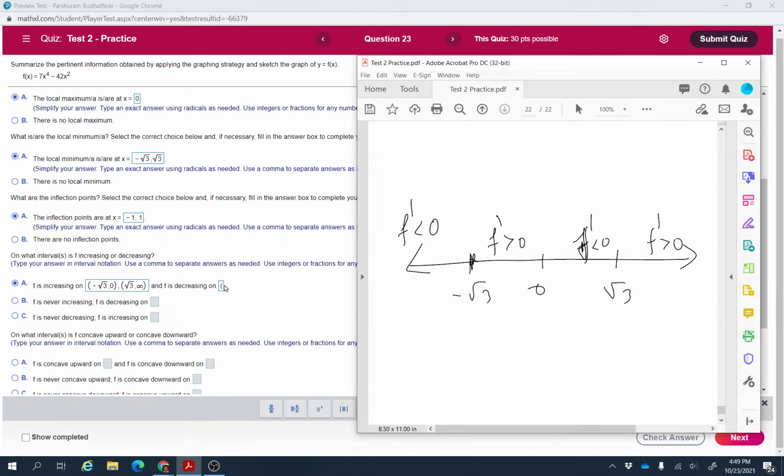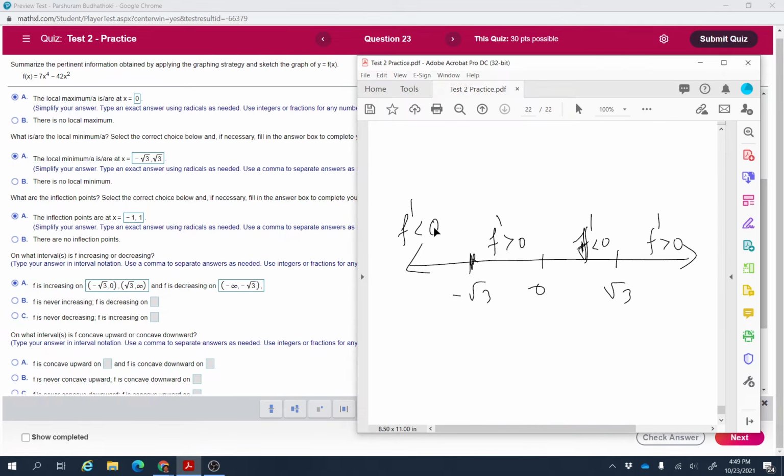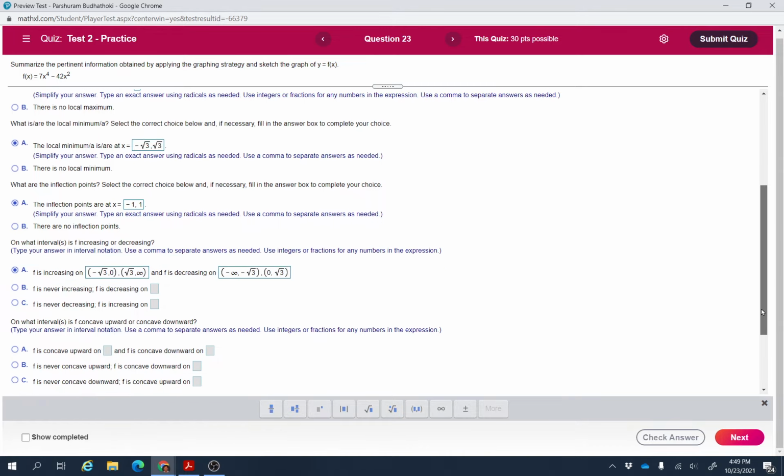So that is from negative infinity to negative square root of 3. That's where the first derivative is negative, and then here, which is 0 to square root of 3. That's where the function is decreasing.